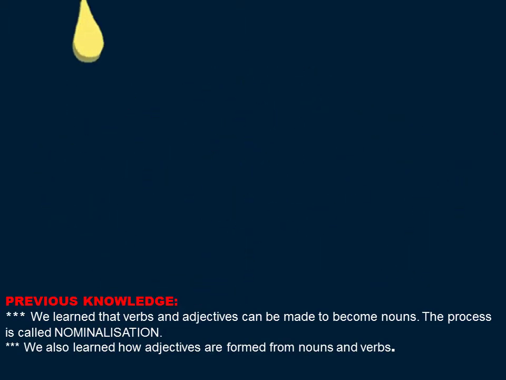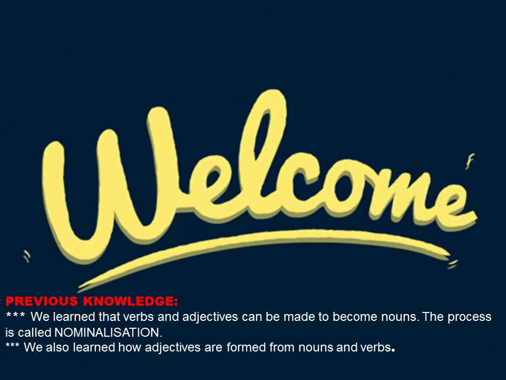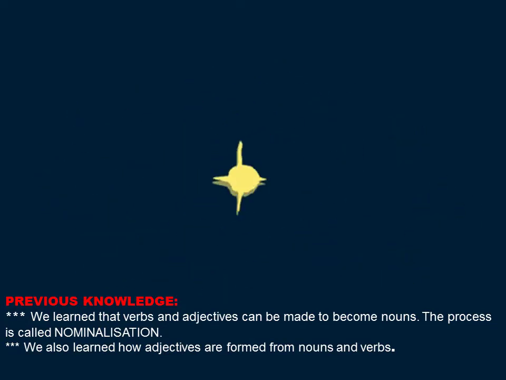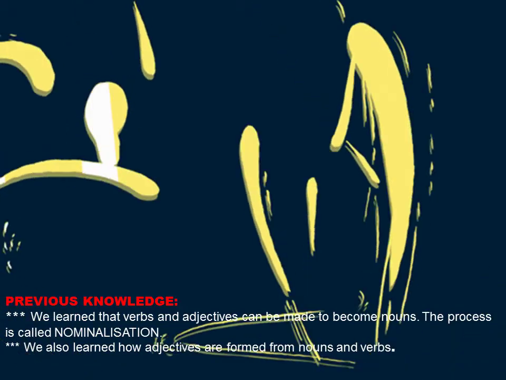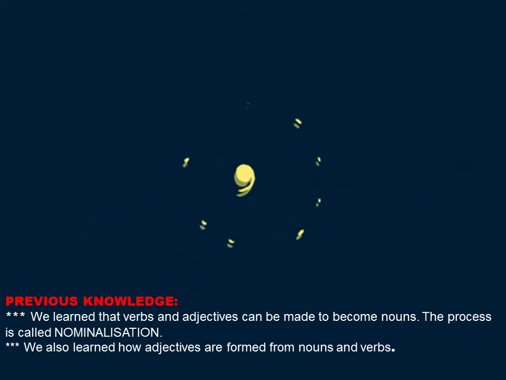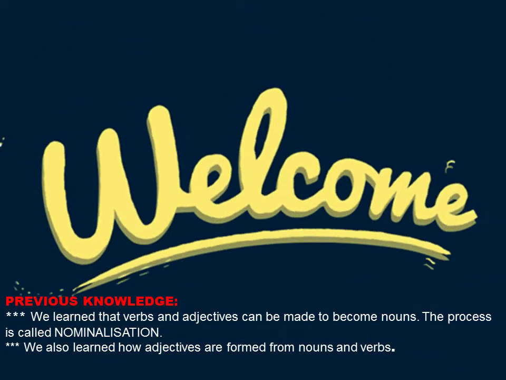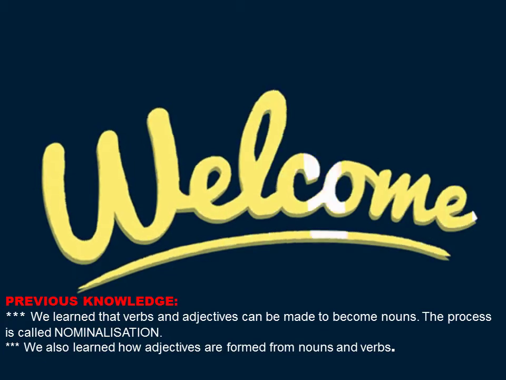Previously, in this series of lessons, we looked at how verbs and adjectives can be made to become nouns. And you will recall that I did call the process of making verbs and adjectives become nouns nominalization. We also learned how adjectives can be made to become nouns and verbs.